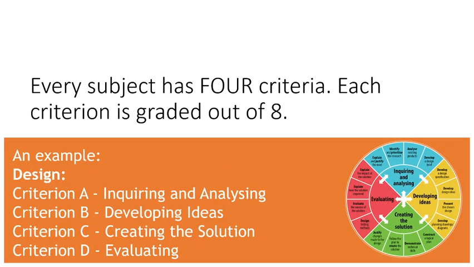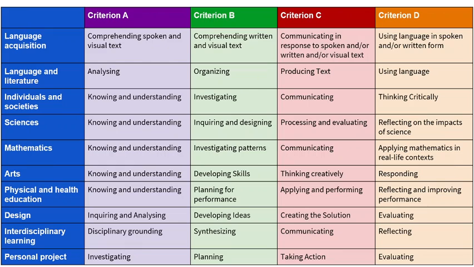Every subject within the MYP, or the Middle Years Program, has 4 criteria, and each criterion is graded out of 8. So for instance, in design, criterion A, B, C, and D, criterion A is inquiring and analyzing, criterion B is developing ideas, criterion C is creating the solution, and criterion D is evaluating.